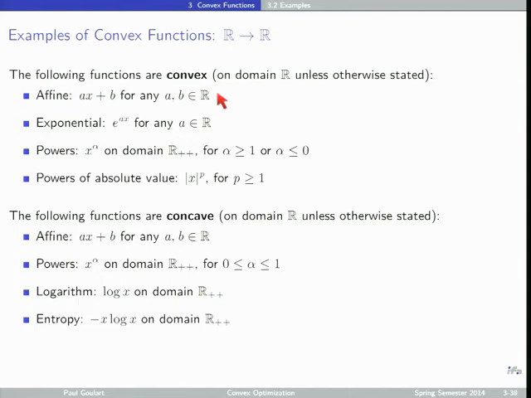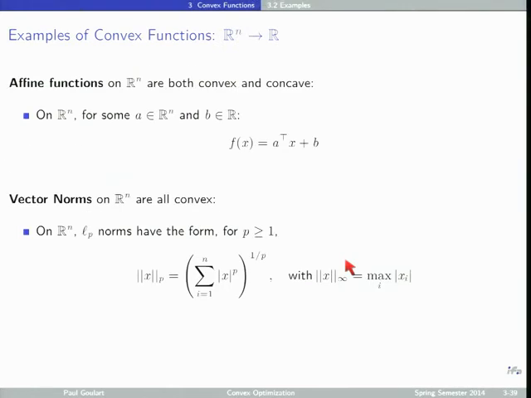And some of them have restricted domains. So for example, the log function is concave, but only for non-negative numbers. Okay, so we have here some nice functions that we can use. We can try to assemble our objective functions in convex optimization using these, if we're smart or if we're careful. And these are functions of one variable. Now I have functions of vectors, okay, and you should not be surprised to see that affine functions appear again.